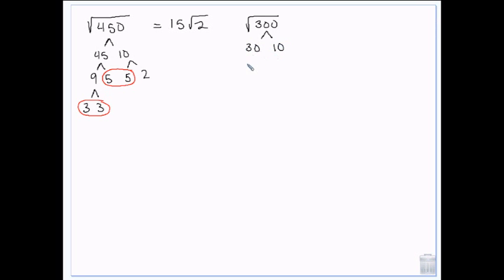We can do 30 and 10. Now we have a pair of 2s, and I have a pair of 5s. Even though they're not connected to each other, it is a matching pair of 5s, right? As long as you have 2 of the same number, it's a pair. So they don't have to be right next to each other. There's a 3 that's left. So this is going to be 2 times 5 with a 3.